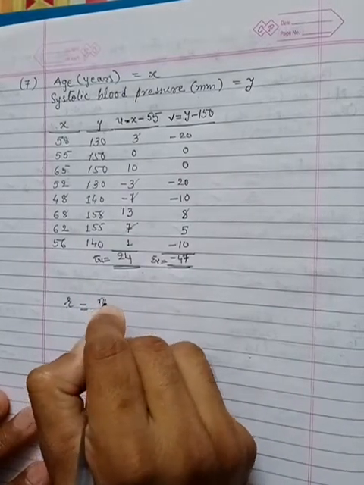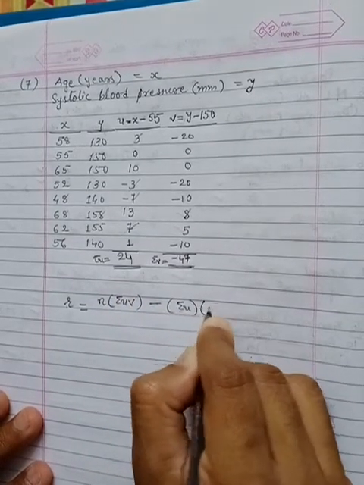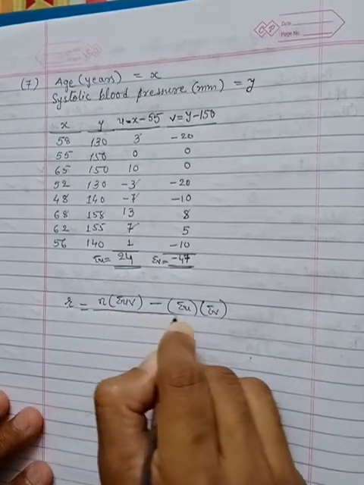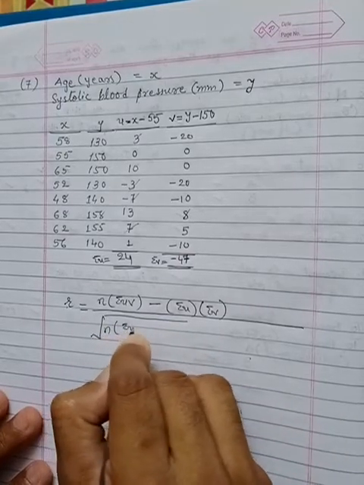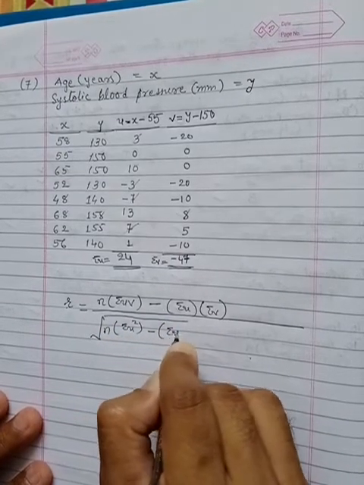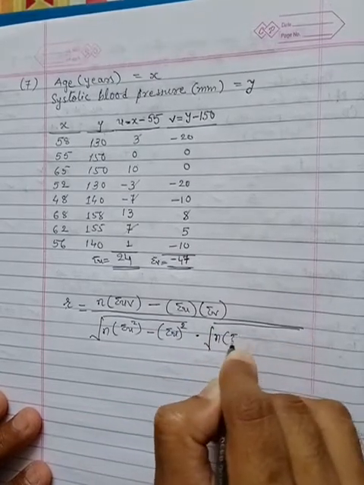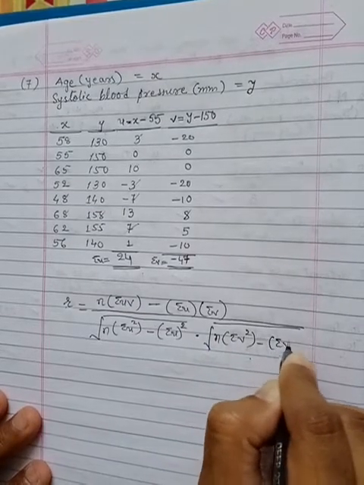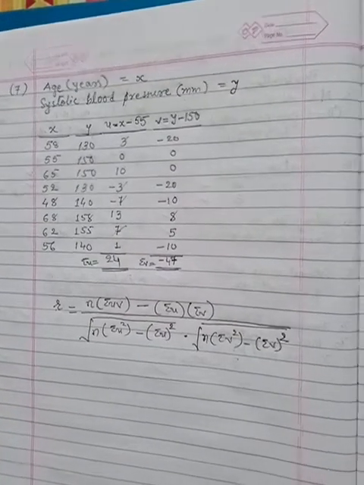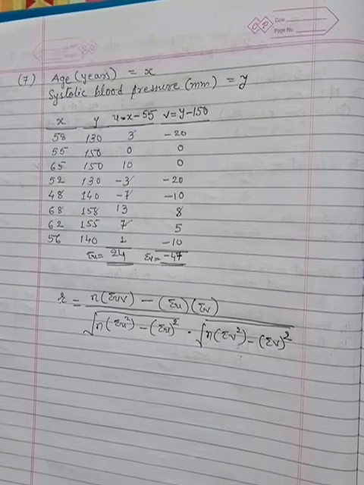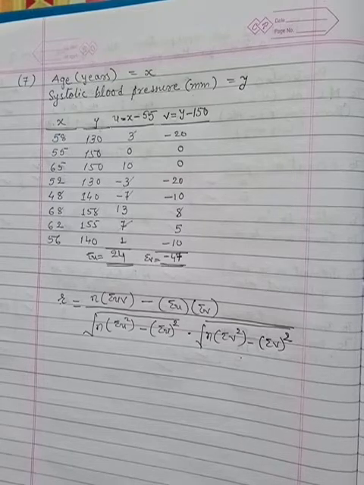n sum of UV minus sum of U into sum of V, divided by the first root of n sum of U square minus sum of U the whole square, into the other root of n sum of V square minus sum of V the whole square. It is the same formula which we used in the XY method, which we saw in the previous session. Same formula you can write here, but instead of X and Y you replace U and V.